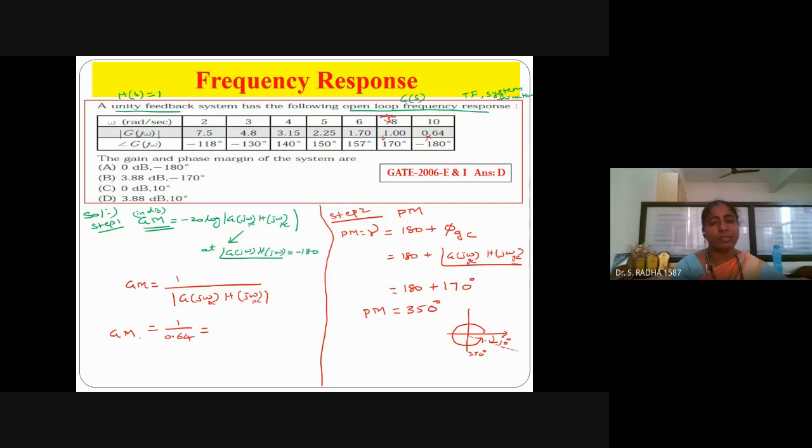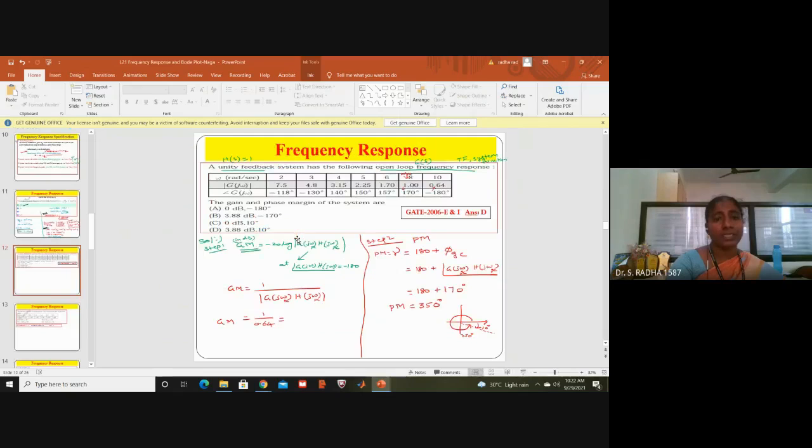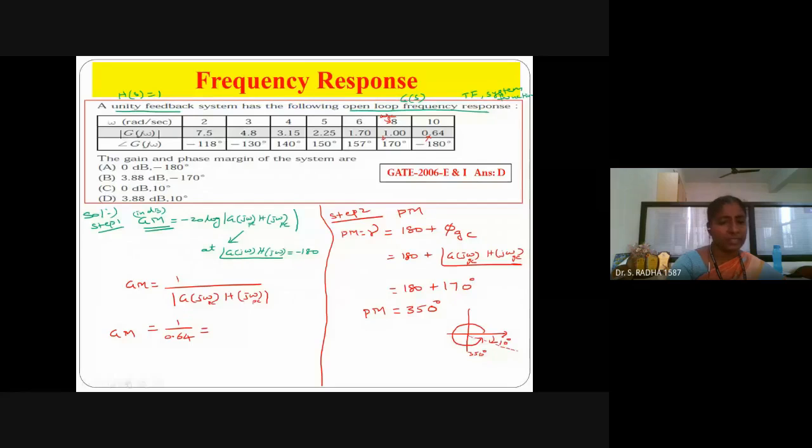Now I am going to the gain margin calculation. I have left out 1 by 0.64. What is the value? It cannot be 0. The answer is given in decibel, so I have to do some more calculations here. Before going to the calculator, this is the absolute value. If I want gain margin in dB, I have to apply 20 logarithm of 1 by 0.64.